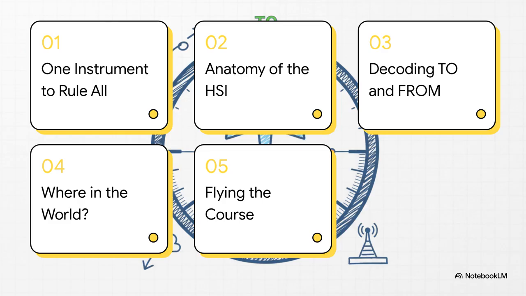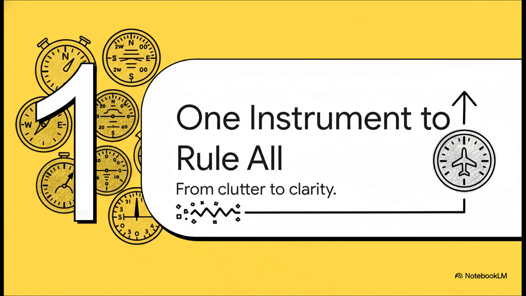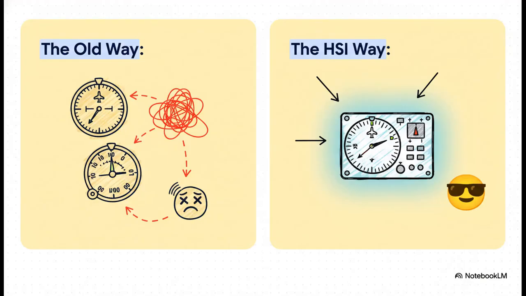Sound good? Let's go. All right, first things first, what's the point of the HSI? I mean, what problem is it even trying to solve? Well, think about the old days. A pilot's dashboard was kind of cluttered. You had to look at one instrument for your heading and a completely different one for your navigation. It was a lot to keep track of. And that's where the HSI's genius really shines. It basically takes your heading indicator, your compass, and your navigation indicator and mashes them together into one beautiful, easy-to-read display. Suddenly, instead of scanning all over the place, you get the whole picture in just one glance.